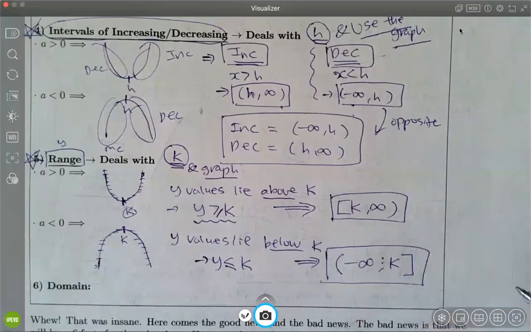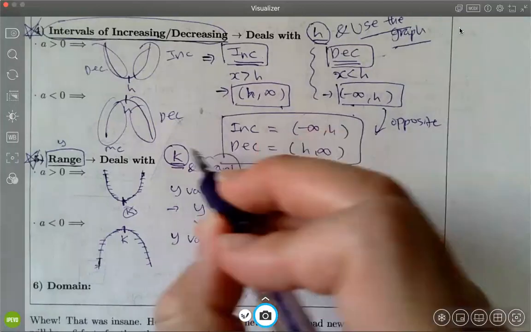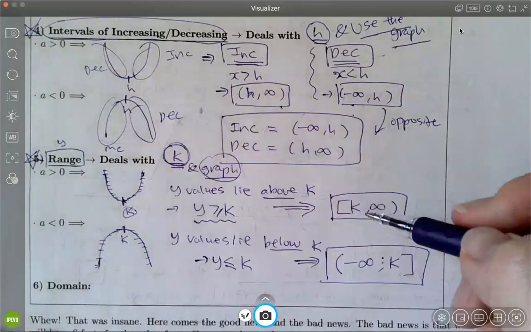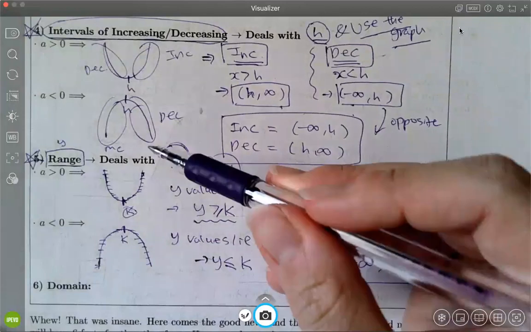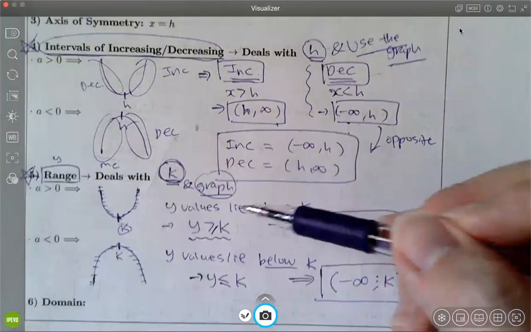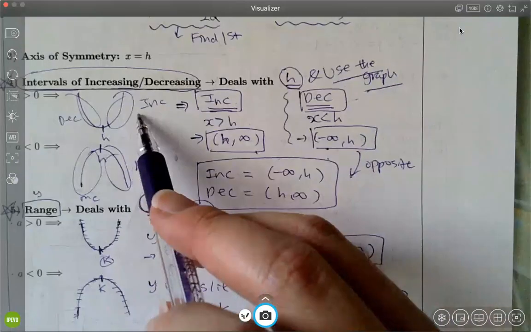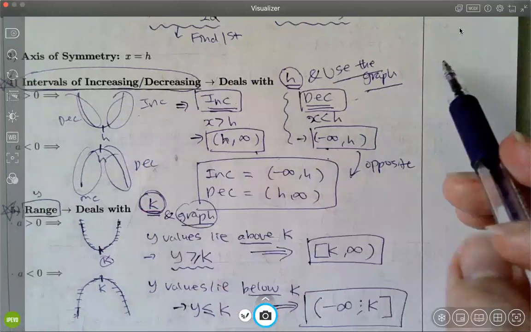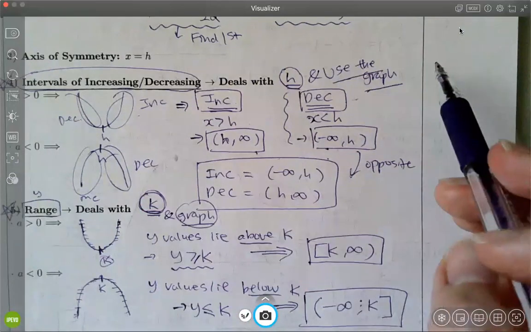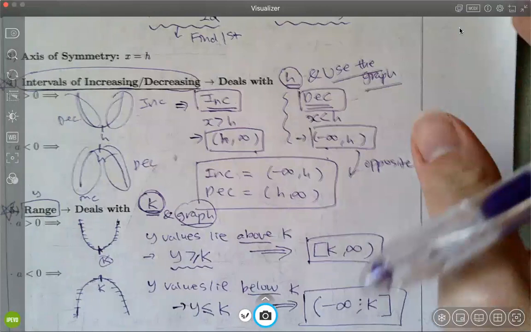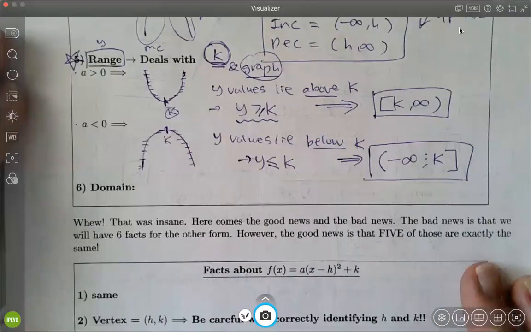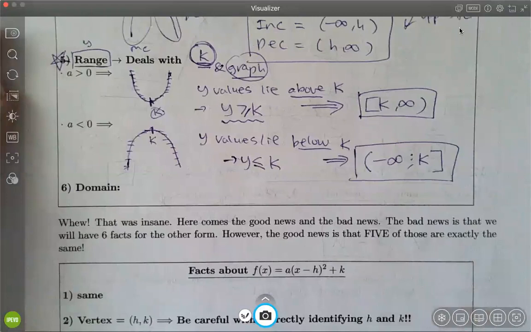So again, my recommendation is do not memorize these two intervals, but just remember to use the graph and k for the range. So again, for the range, you use graph and k. For the increasing and decreasing intervals, you use h and the graph. Now we have seen all the tricky parts, and now here comes the easy part, the domain.